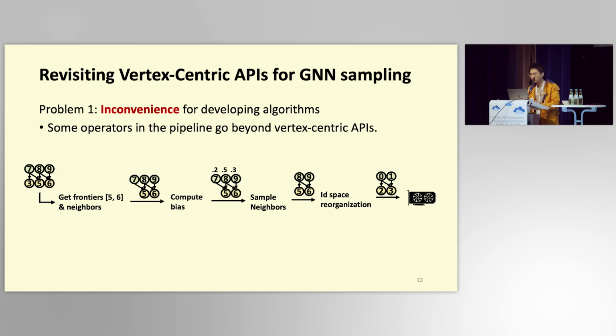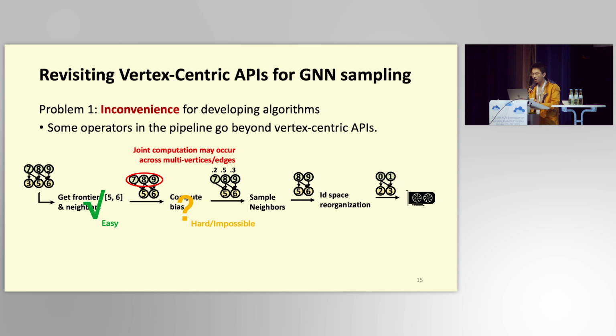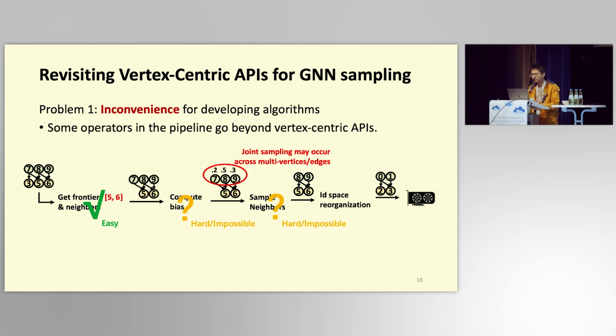Now, let's walk through the pipeline again. As I mentioned before, vertex-centric APIs are designed for graph traversal, so they work well for frontier extraction. However, this is not the case for the joint probability computation that happens across multiple vertices or edges, as it goes beyond a single vertex scope. The same logic applies to joint sampling, which is one of the most important steps in the pipeline.